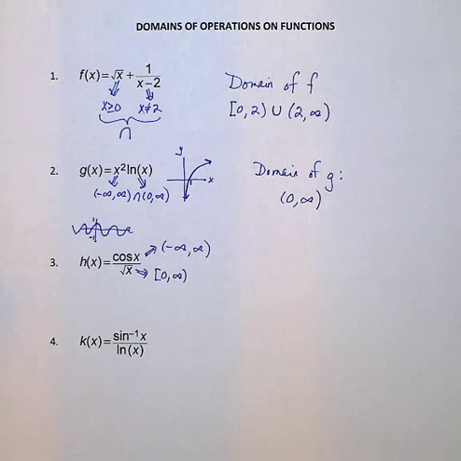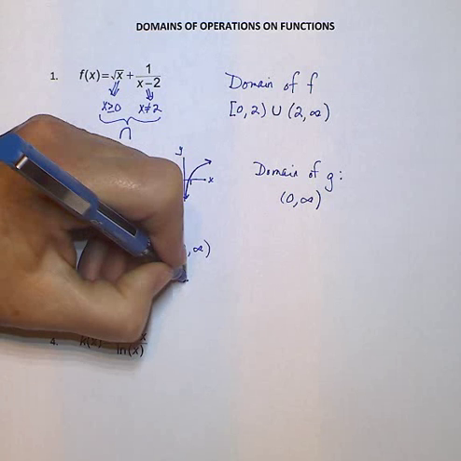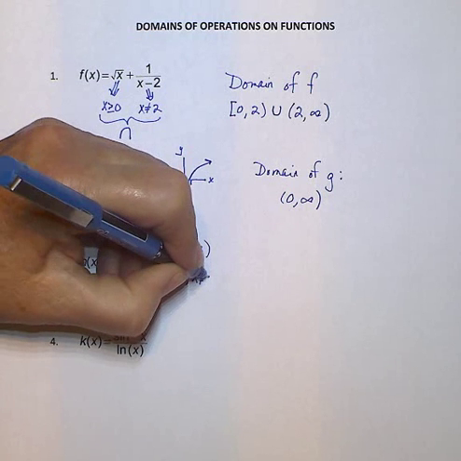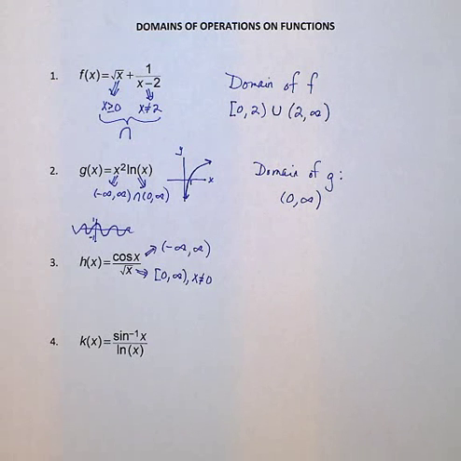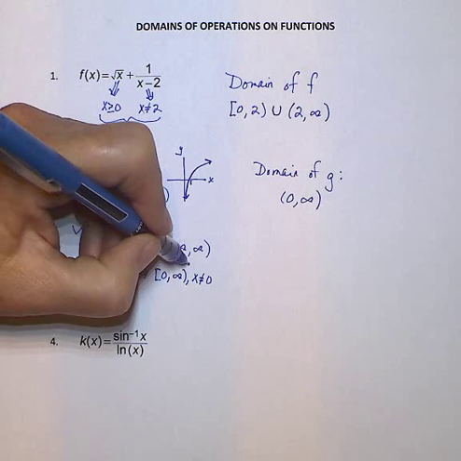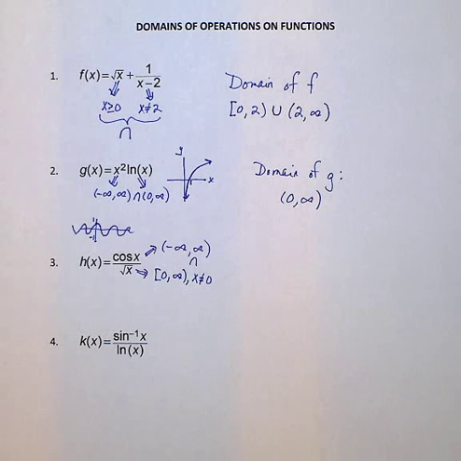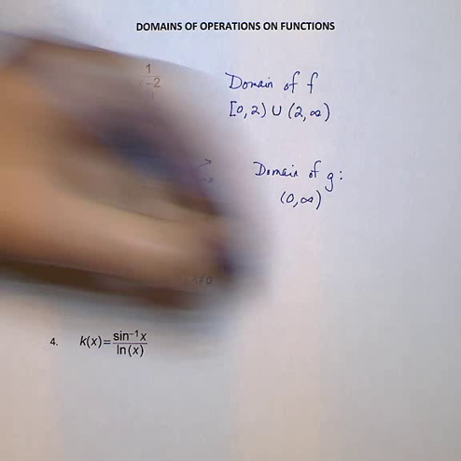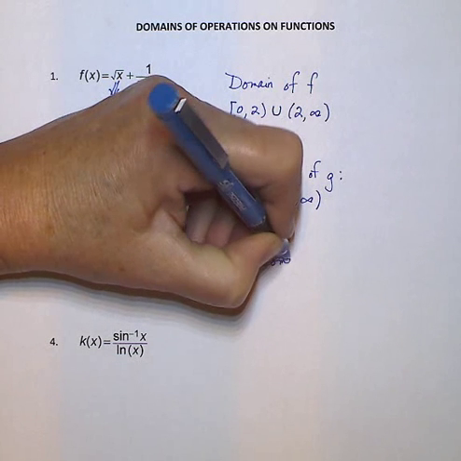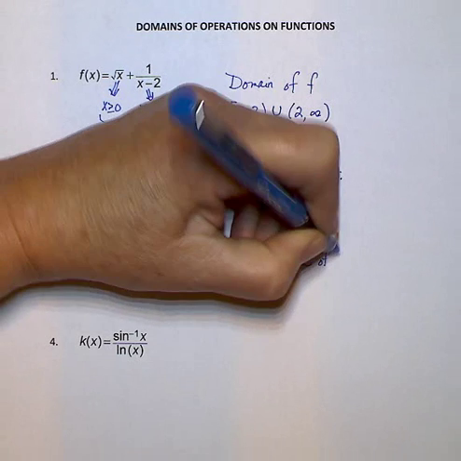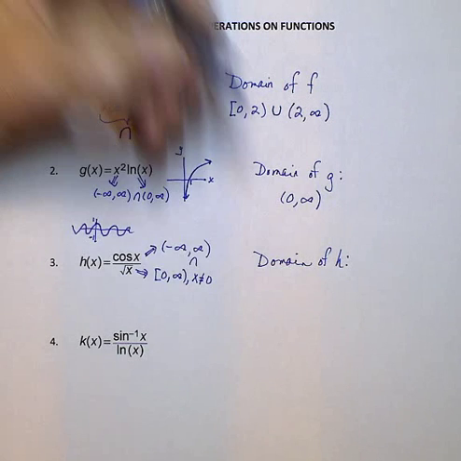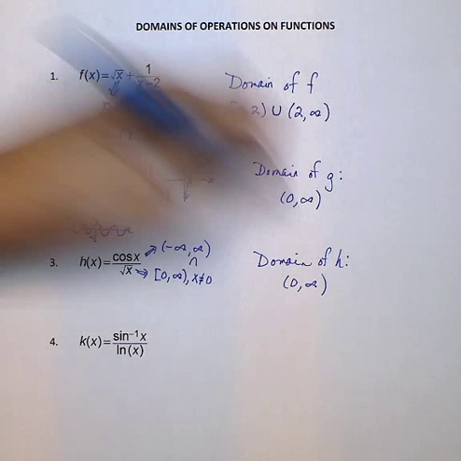But here's the extra thing we have to think about. We can't divide by 0, so we're going to have to not allow x to be 0. And then we take the intersection of everything with the interval from 0 to infinity, not including the 0, and we get that the domain of h is the open interval from 0 to infinity.